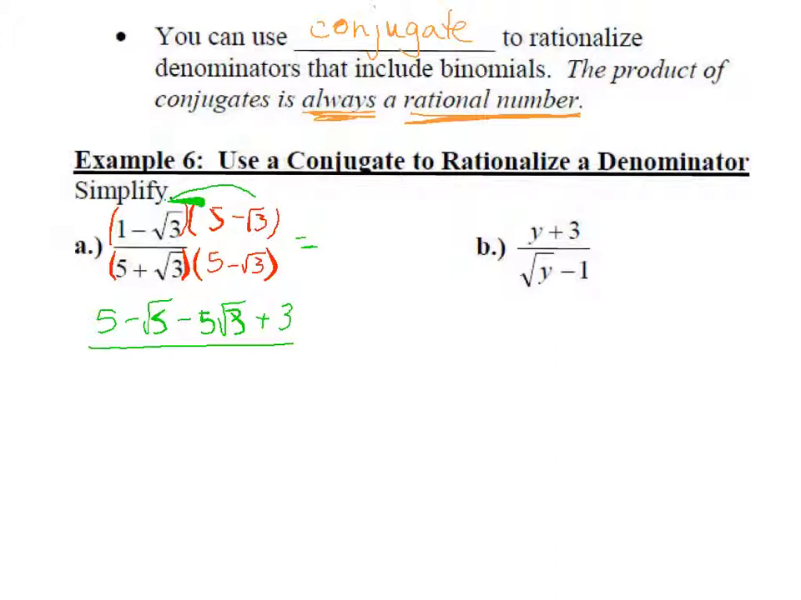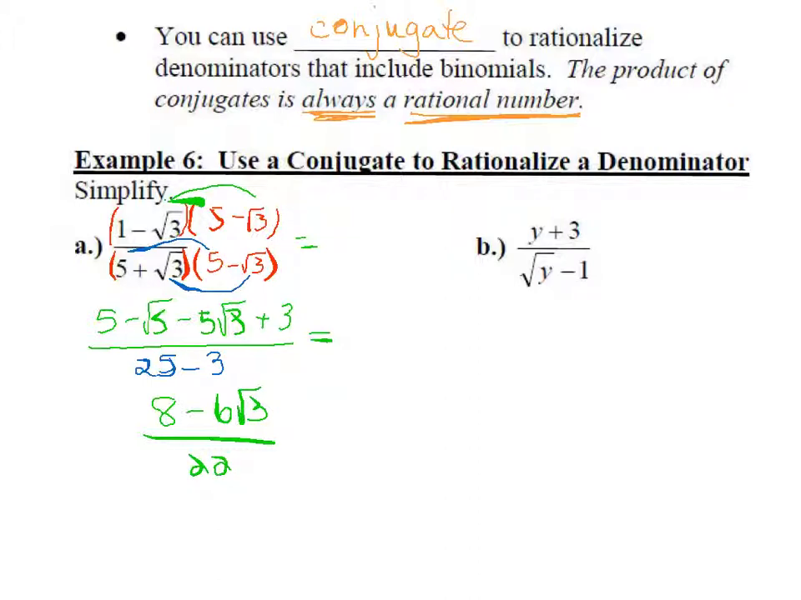On the bottom, we are going to take the difference of squares. So we're going to multiply this 5 times the 5, which will give us a 25. And then we're going to have a minus sign. And then we're going to take radical 3 times radical 3, which gives us just a 3, just like it did above. So when we simplify everything, we can combine like terms on top. We have 5 plus 3 is 8, minus 6 radical 3. And on the bottom we have 25 minus 3, which is 22.